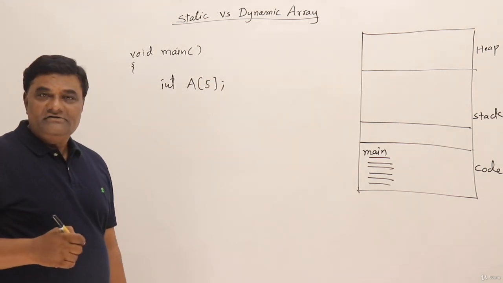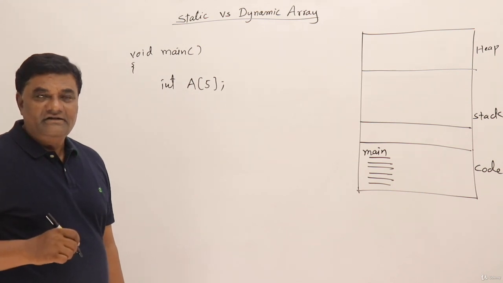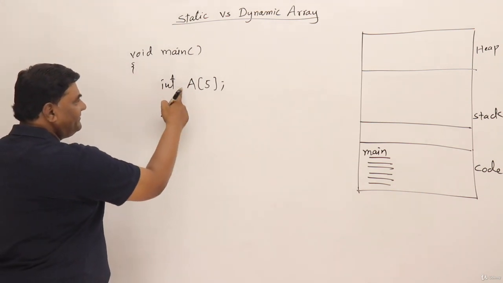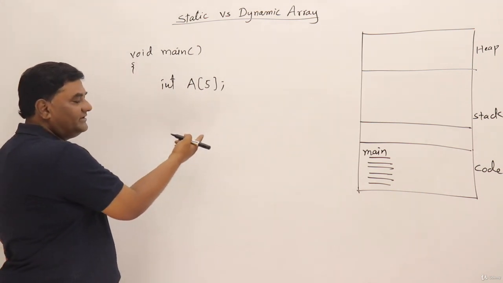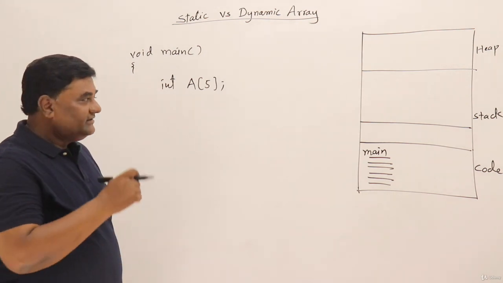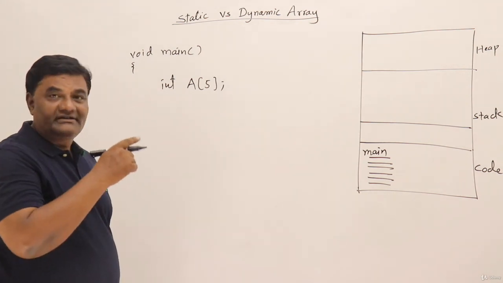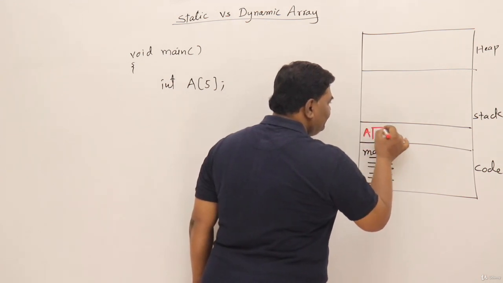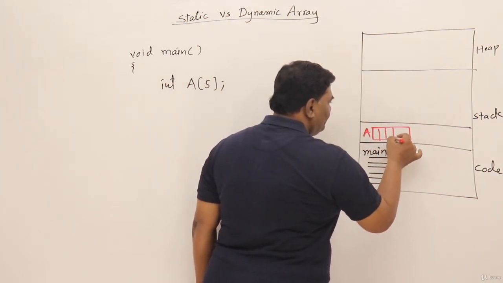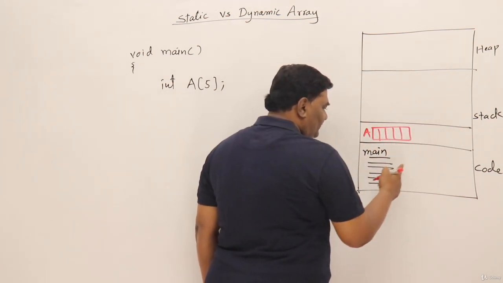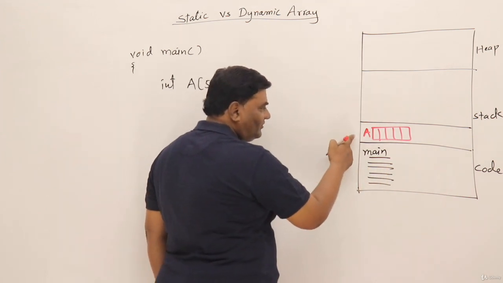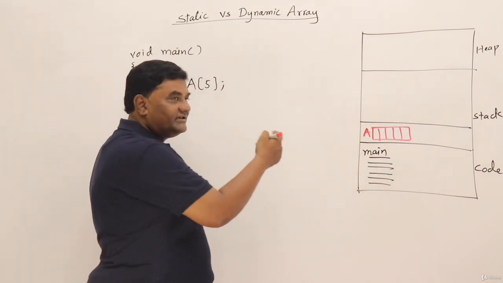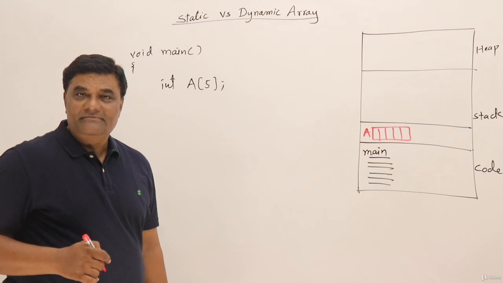created. So the question is where it is created. As it is mentioned inside the main function as a variable, just a local variable, then the memory for this array will be created inside stack. So an array of size 5 will be created inside the main memory as a part of activation record of main function. So this array will be created inside stack.